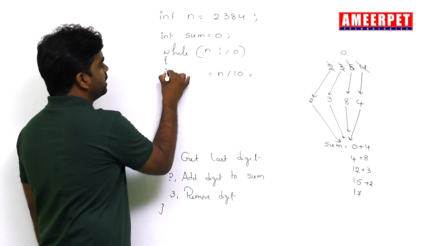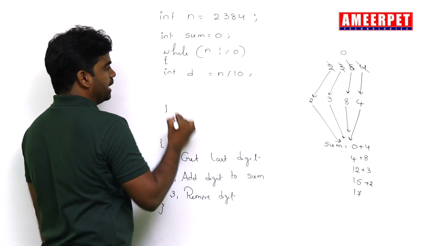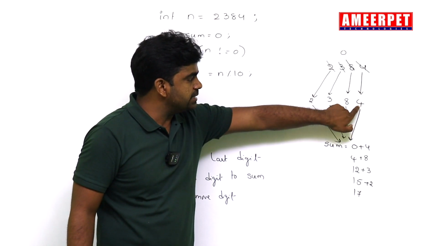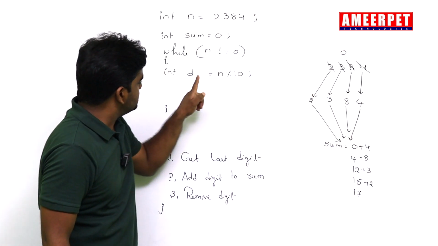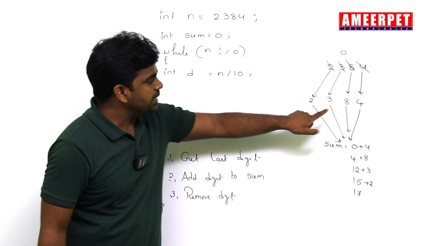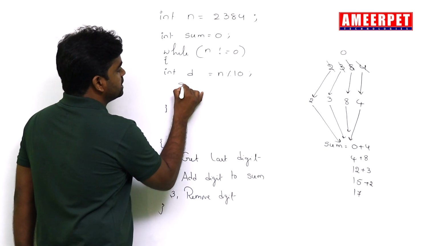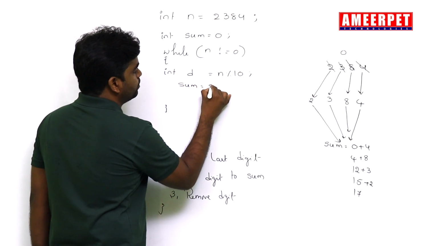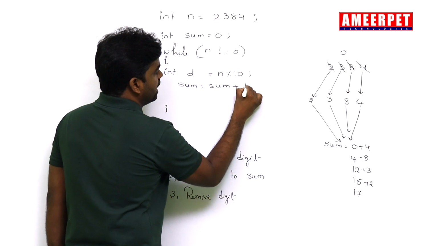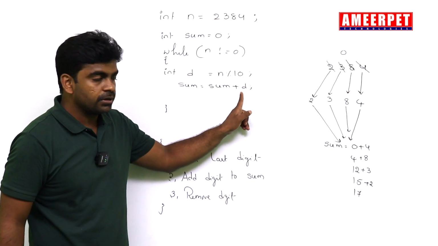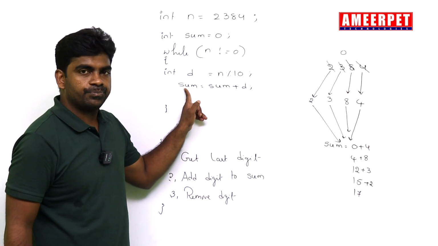Just store into one variable D. Any variable D. So that last digit now 4. 4 is the last digit. That 4 is inside this D. Then add that 4 to the sum. So nothing but sum is equal to sum plus D. Sum value suppose initially 0. 0 plus 4. 4 will store into the sum.